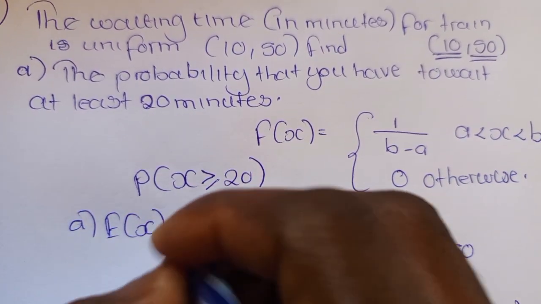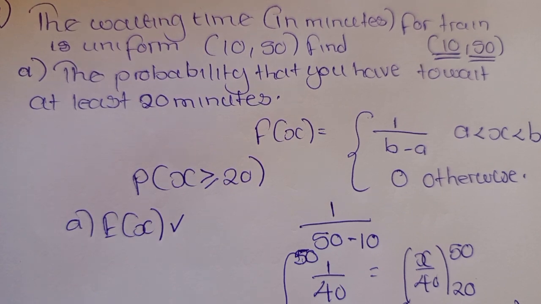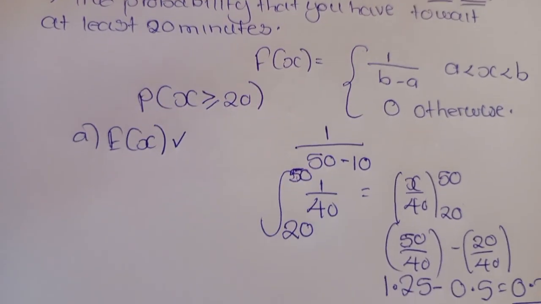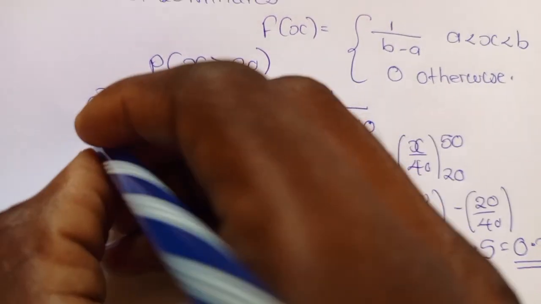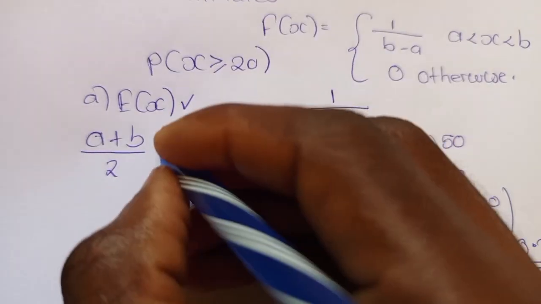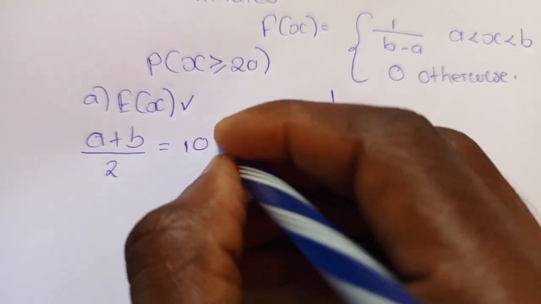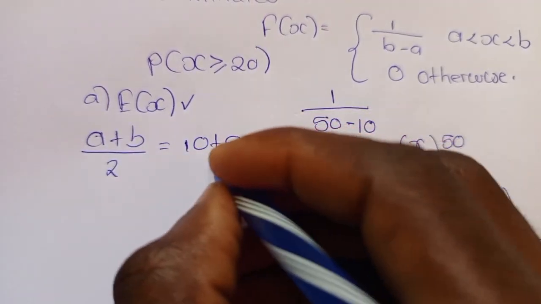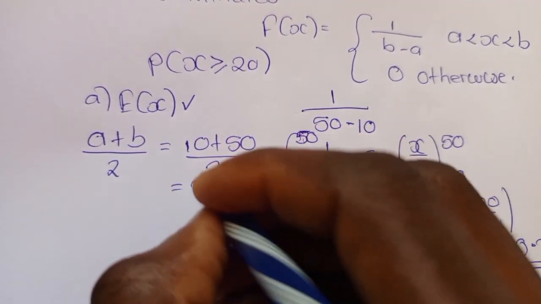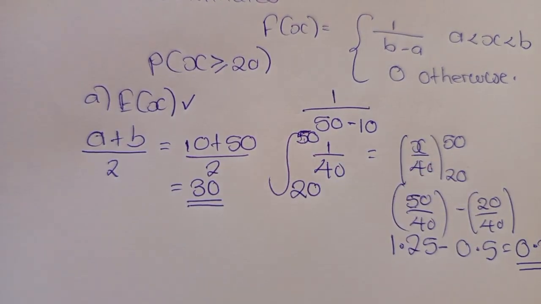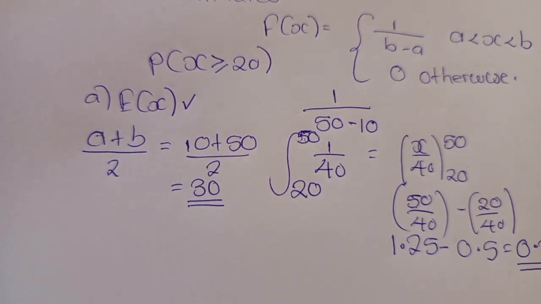So to this question, we will add another question: how do you find the expected value of x? The expected value of x in this case is also referred to as the mean. So for you to find the mean, you will say a plus b divided by 2, where the value of a is known to be 10, the value of b is known to be 50, divided by 2, giving you 30. So this is how you calculate the mean in uniform distribution.